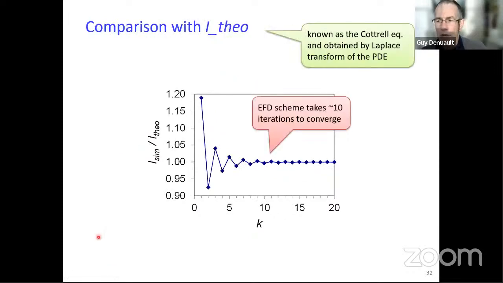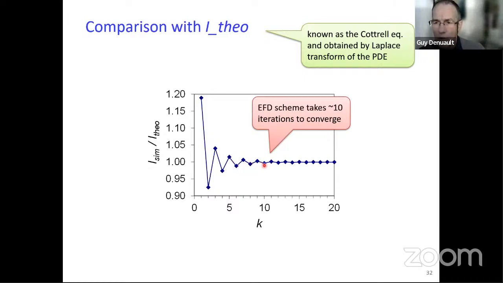So in this slide, I want to show you how the scheme was converging. What I've done here is to plot the simulated current with respect to the theoretical current. I know the theoretical current because it's the Cottrell equation. You could derive it by solving the PDEs using the Laplace transform. But here, this is how this ratio changes. So you see, at the first iteration, we are 20% away, and then we drop to just over 5%. And then by the second, we're under 5%, and very quickly, we are well within 1%.